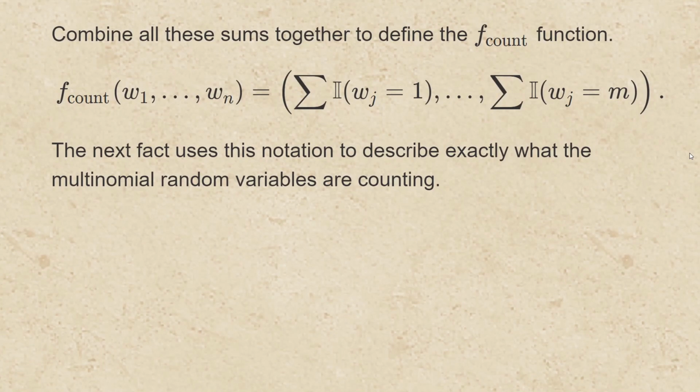Combine all of these sums together to define the f sub count function. So the f sub count function applied to a sequence of values, w sub 1 up through w sub n, is, as its first entry, the sum of the indicator that w sub j equals 1. The second entry would be the sum of the indicator that w sub j equals 2, and so on up through the sum of the indicators that w sub j equals m. The next fact uses this notation to describe exactly what the multinomial random variables are counting.